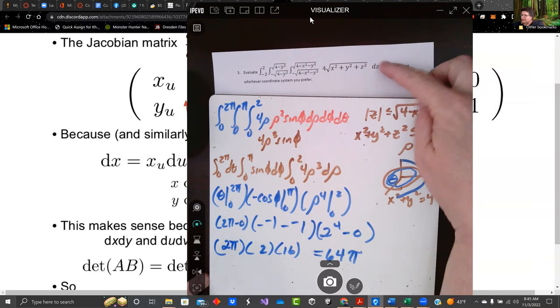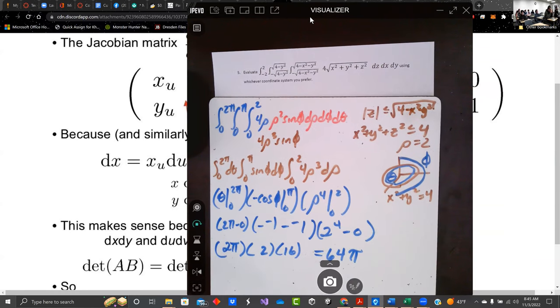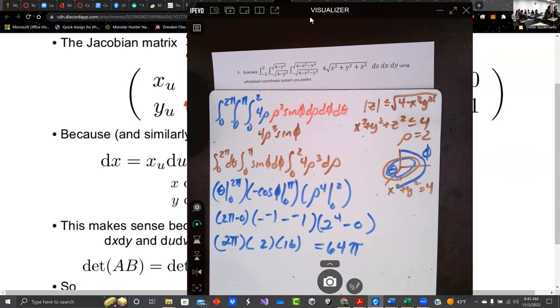Where do you start? You want to integrate this with respect to z. You've got a z squared inside. A u-sub's not going to work. So how do you integrate that with respect to z? Now what are we looking at? Like the trig functions?